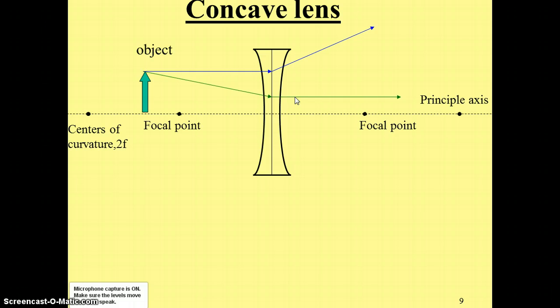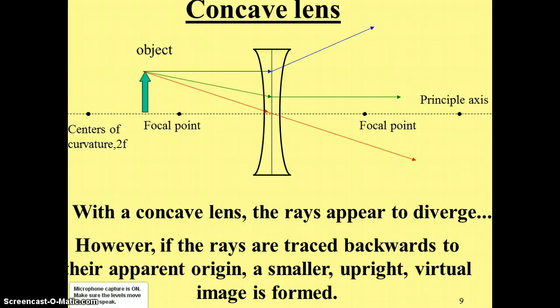And lastly, if we send a light ray at the very center of the lens, it will continue straight through. All three light rays are spreading out. So if we backtrace the refracted beams, they will all meet at a location there. And this is why you see everything upright and smaller in a concave lens.